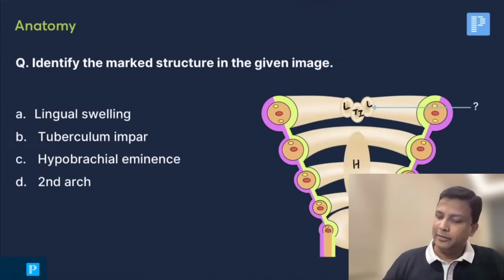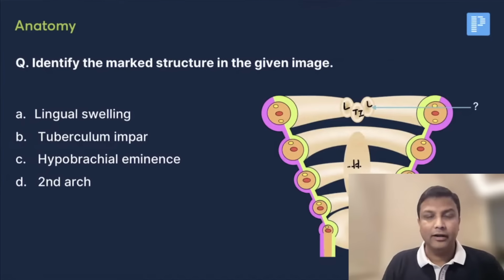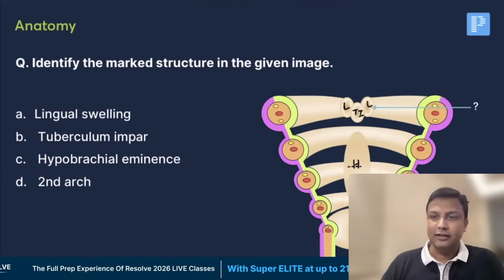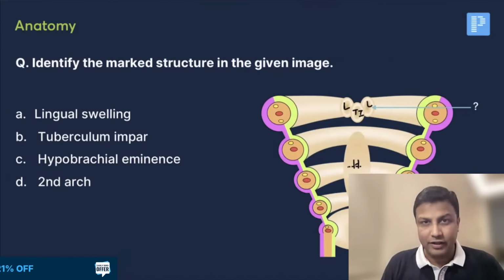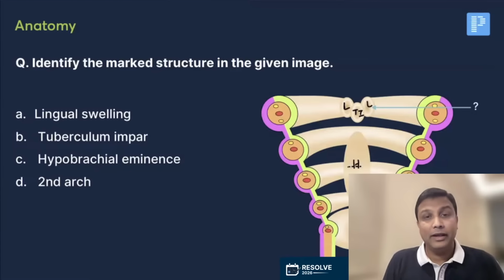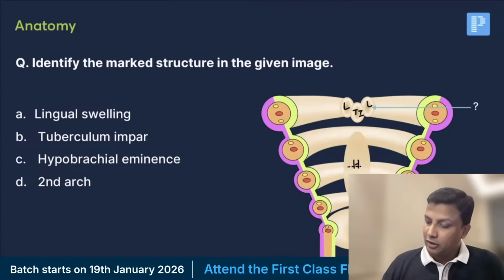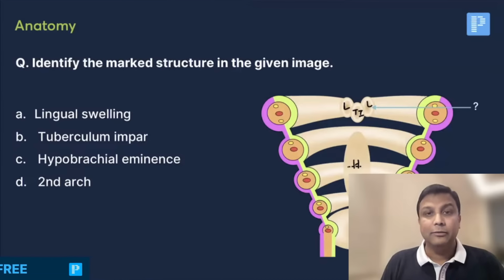Basically, this hypobranchial eminence again divides into two parts. One will be the cranial part, another one is a caudal part. Now, what is going to happen? These lingual swellings and this tuberculum impar, all of them will combine together to form the anterior two-thirds of the tongue. Whereas the cranial part of the hypobranchial eminence will be forming the posterior one-third of the tongue. And then the caudal part of the hypobranchial eminence is the one which is going to form the posterior-most part of the tongue along with the epiglottis.